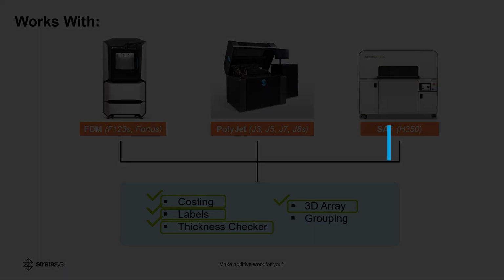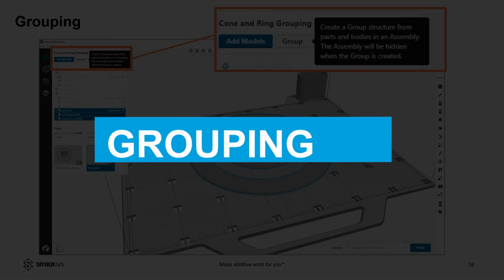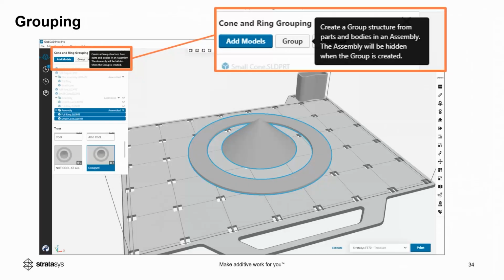That was 3D array, now let's look at grouping. Grouping refers to having multiple parts on a tray, selecting them at the same time, and clicking the group button at the top to make them one digital entity.